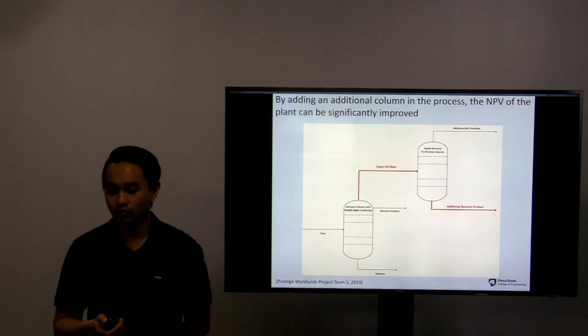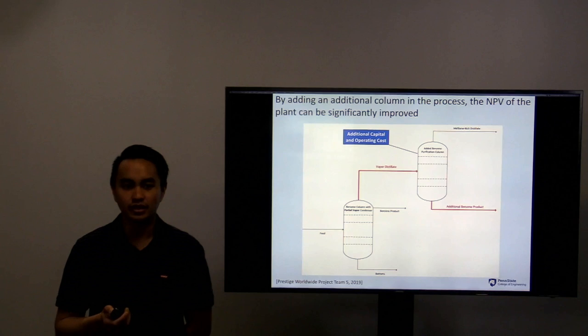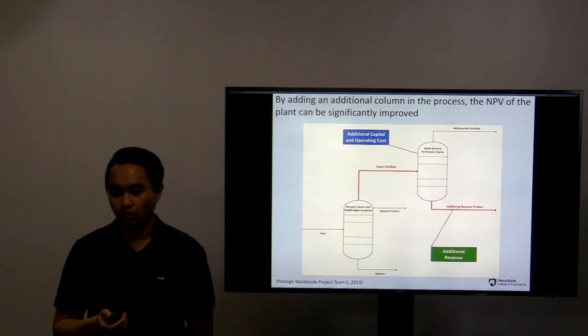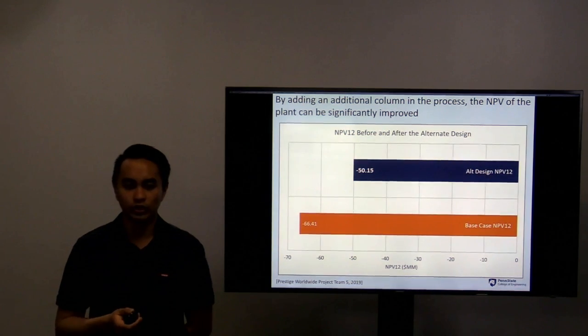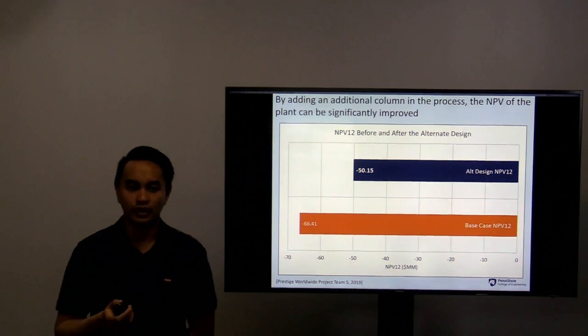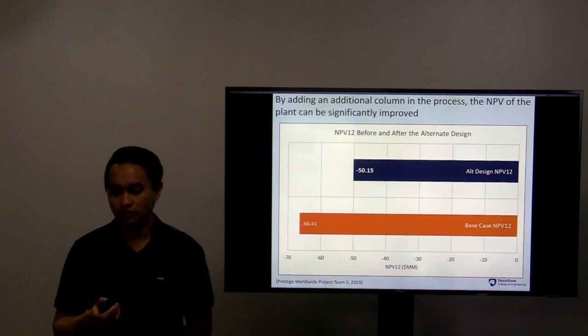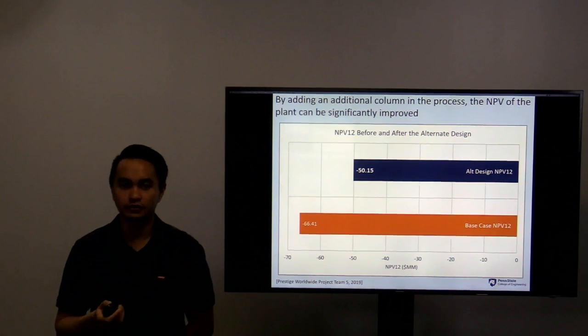With the additional column, we will have a capital cost due to the condenser and reboiler of the distillation column. The additional revenue from the benzene product will undergo economic evaluation. The difference of net present value between before and after the alternate design was calculated to be $18 million. This shows a significant improvement on this first alternate design.